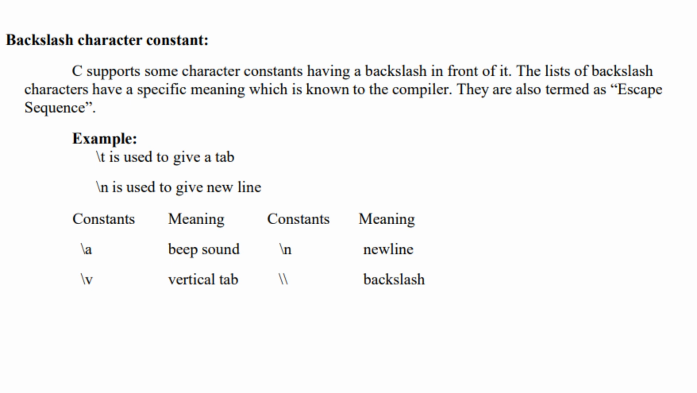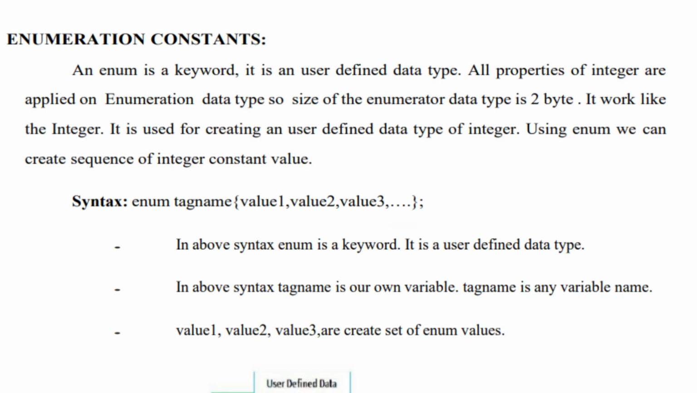Character constant. C supports some character constants having a backslash in front of it. The list of backslash characters have a specific meaning, which is known to the compiler. They are also termed as escape sequences. Enumeration constants. Enum is a keyword. It is a user-defined data type. All properties of the integer are applied to the enumeration data type, so the size of the enumeration data type is 2 bytes. It works like an integer. It is used for creating a user-defined data type of integer. Using an enum, we can create a sequence of integer constant values.